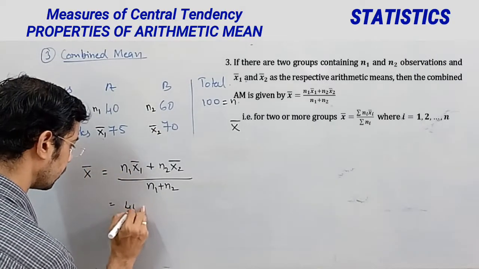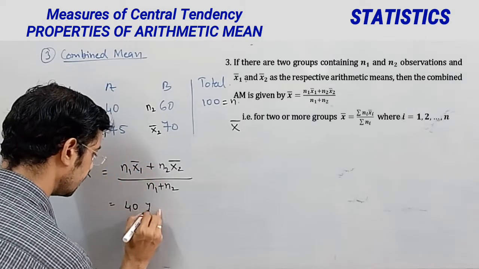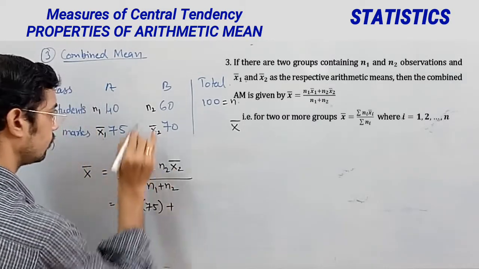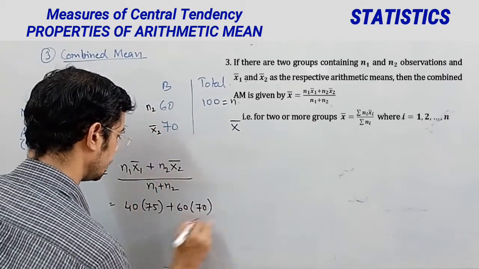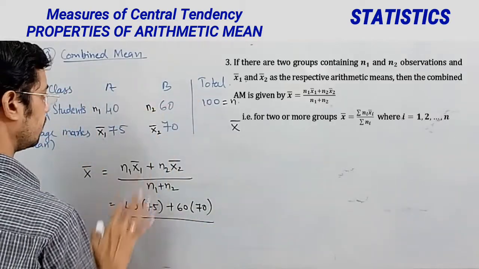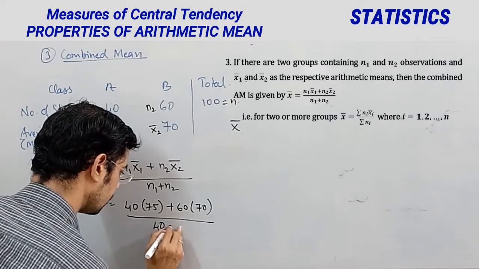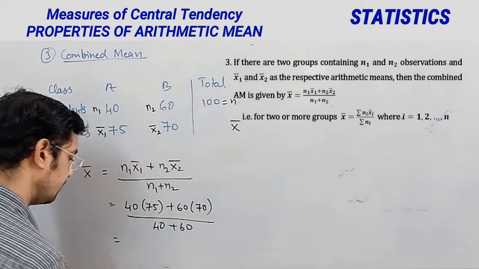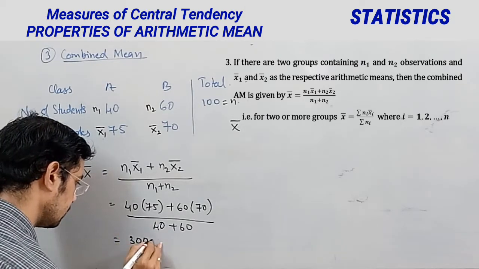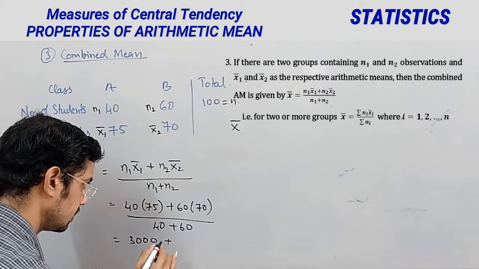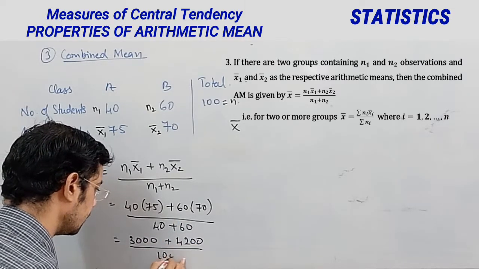N1 here is 40 and X1 bar is 75. Okay, plus N2 is equal to 60 and X2 bar is equal to 70. Now divided by the total number N1 plus N2, that is N, which is equal to 100, or let me take it as 40 plus 60. Okay, 75 into 40 will give you 3000, plus 6 7s are 42, so this is 4200, divided by 100.